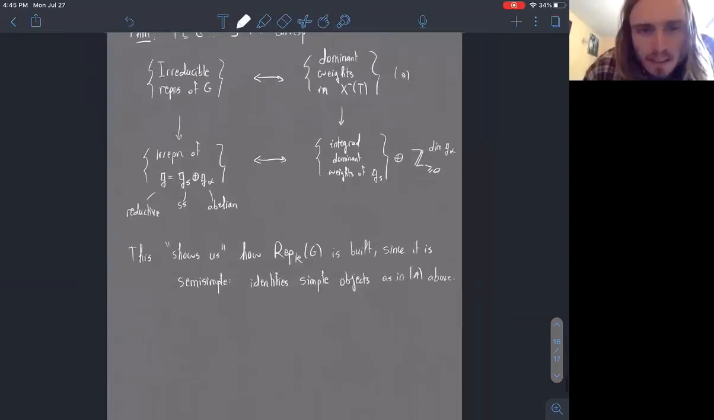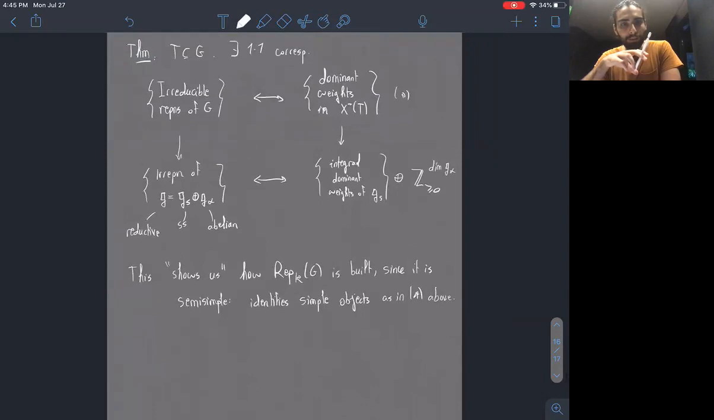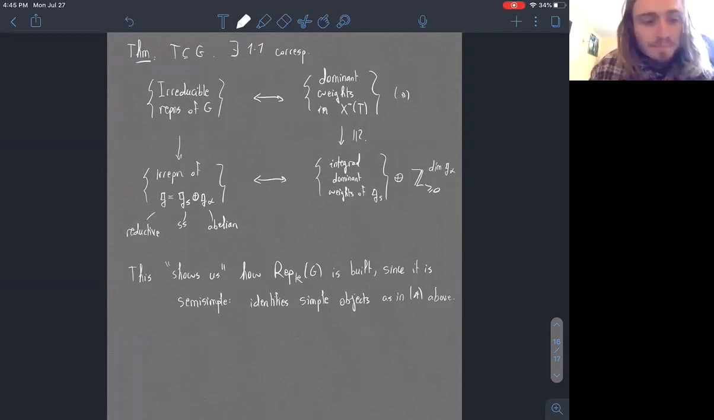Wait, you need to say simply connected, right? So the simply connected part has to do with whether or not this map is a surjection, I believe. I'm not claiming it is, but there should definitely be an inclusion of the dominant weights on the algebraic group side into the dominant weights at the Lie algebra side. Yeah, that makes sense. Thanks.